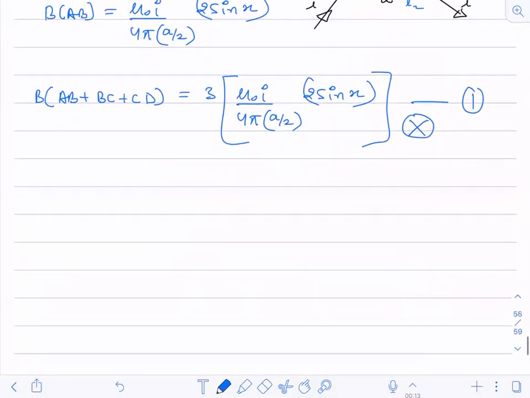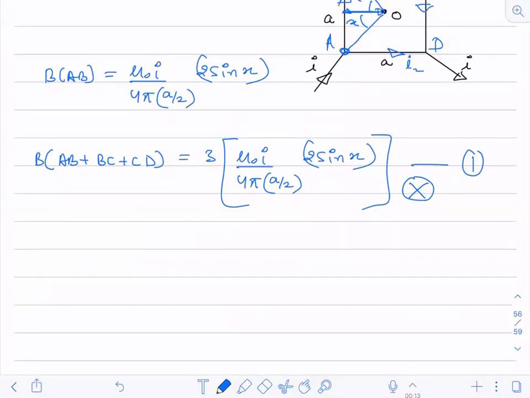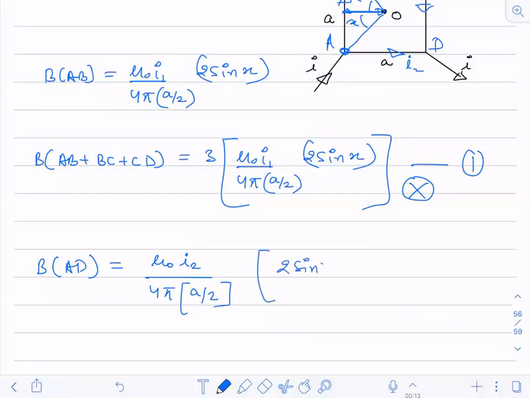Now, the magnetic field due to AD we have to calculate. This current is actually I1. So mu naught into I2 divided by 4 pi. Again the distance will be a by 2 multiplied by 2 sine of x. You will be writing the same thing for that wire also. But what is the value of I2 now? Let us find out the value of I2.